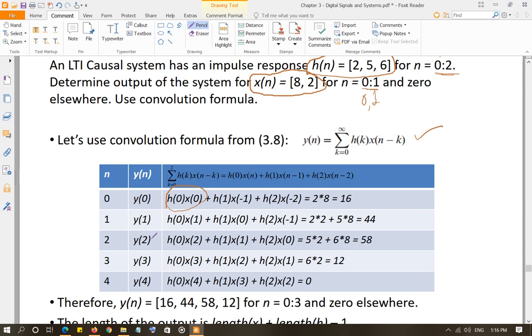y of 0, y of 1, y of 2, and y of 3 are non-zero, and the rest of them will be 0. As you can see, when you shift the series, for y of 4 you will have h of 0, x of 4, h of 1, x of 3, h of 2, x of 2, and of course x of n only exists for 0 and 1. So h of 2, x of 2 is 0, x of 3 is 0, and x of 4 is 0. So it is going to be 0 everywhere except for n equal to 0 to 3, and that's the length of h plus the length of x minus 1.